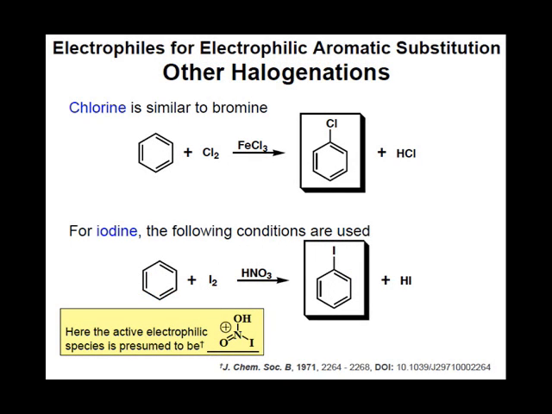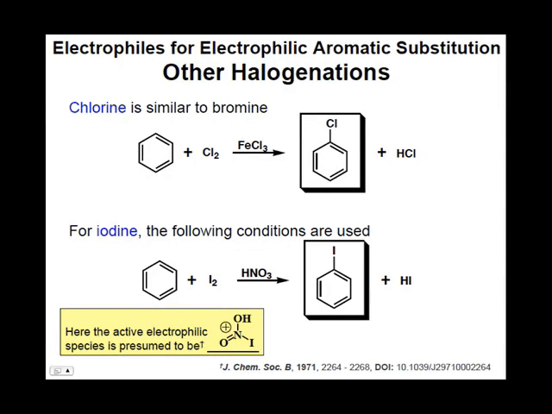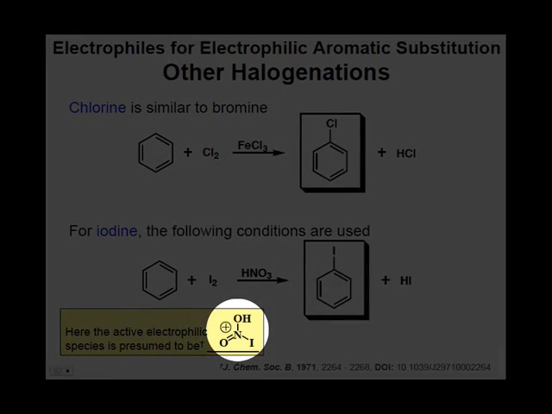Chlorine and iodine can also be used as electrophiles in electrophilic aromatic substitution reactions. The reaction of chlorine in the presence of a Lewis acid catalyst is identical to the bromination reaction. You should be able to draw out how chlorine reacts with iron trichloride to generate an electrophilic chlorine species, and you should also be able to draw out the electrophilic aromatic substitution mechanism in which benzene reacts with this chlorine species. Iodination of a benzene ring can also be achieved by treating iodine with an oxidizing agent such as nitric acid. The key electrophile that is thought to react with benzene is shown here.